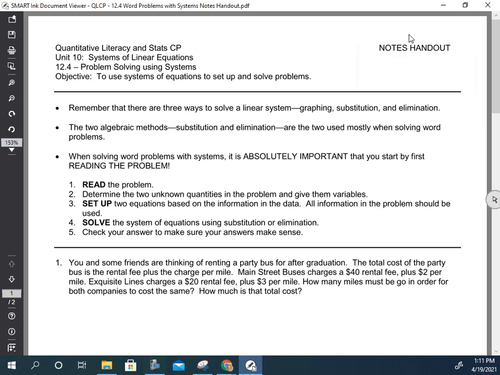So, yeah, there are three ways to solve a system: substitution, elimination, and graphing. Graphing is just that, graphing. Substitution, plugging one into another. Elimination, you're trying to get opposites. When it comes to a word problem, we focus on substitution and elimination, two algebraic methods. It's not because we don't like graphing, we just prefer not to graph if we don't have to.